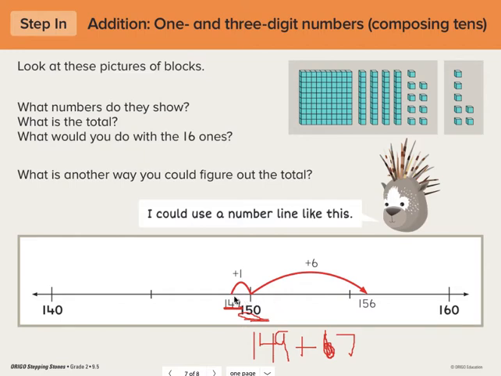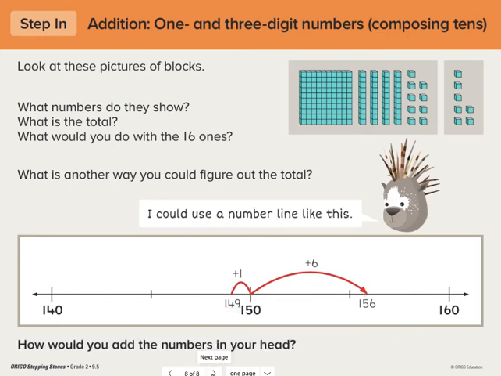Well, I'm noticing when he starts at 149 and he takes 1 tiny jump first, he lands on a nice friendly number, 150, right? And then he knew he had 6 jumps left to take, which was a nice friendly jump, 150 plus 6 more. It's really the same thing we did with our blocks, but he just showed his thinking on a number line. Okay? So how would you add the numbers in your head?